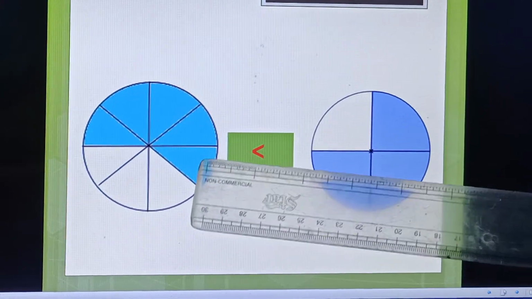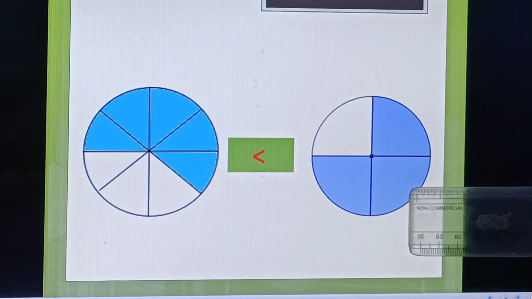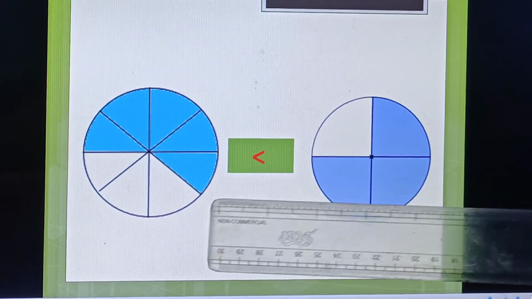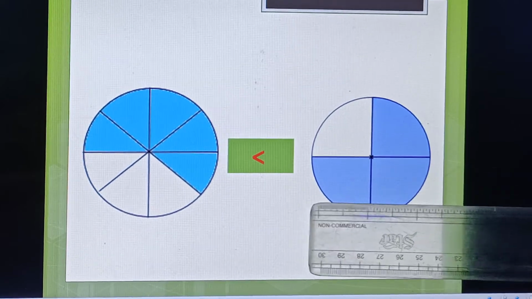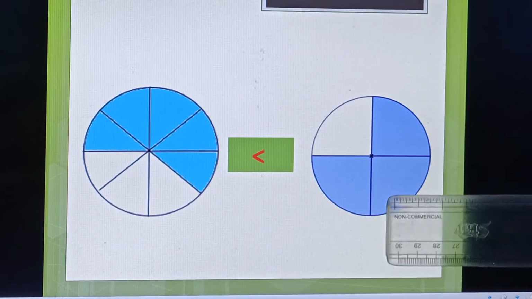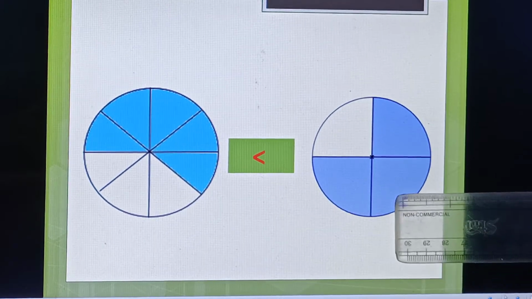Here the fraction of shaded part is 5 by 8 and here 3 by 4. When I compare 5 by 8 with 3 by 4, just by looking at these two circles, I can find that 5 by 8 is less than 3 by 4.